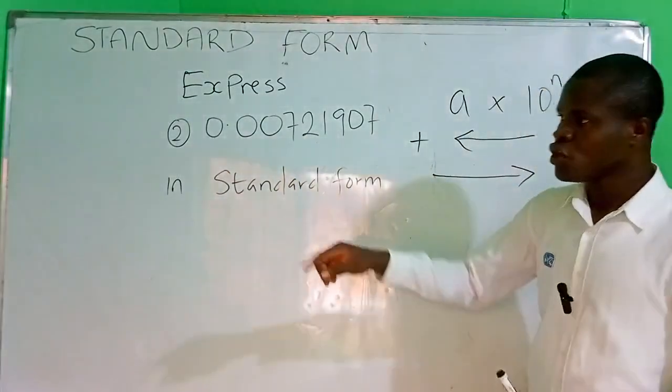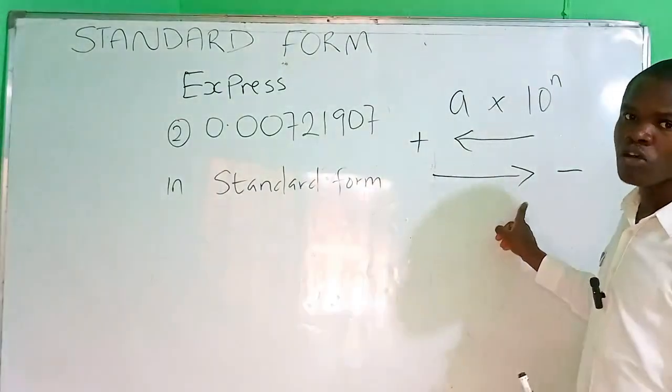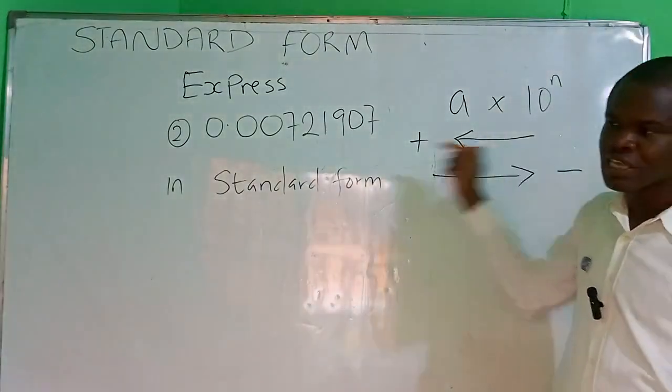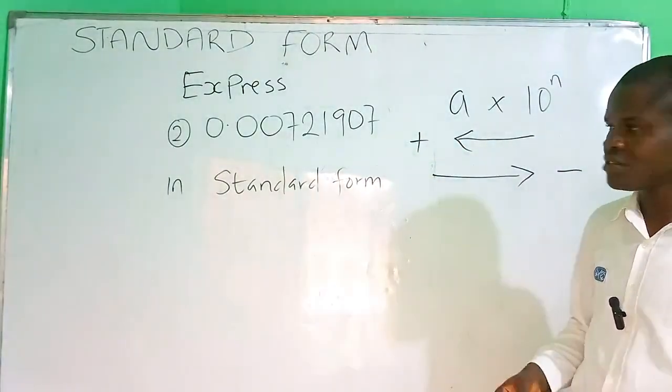So remember, if you are moving your decimal point this way, then the power of the 10 must be negative. And when you are moving the decimal point this way, then the power of the 10 must be positive.